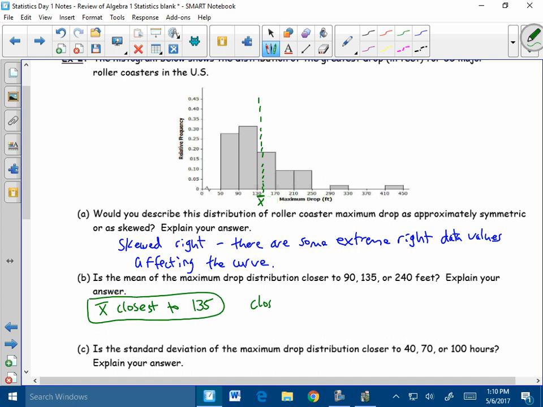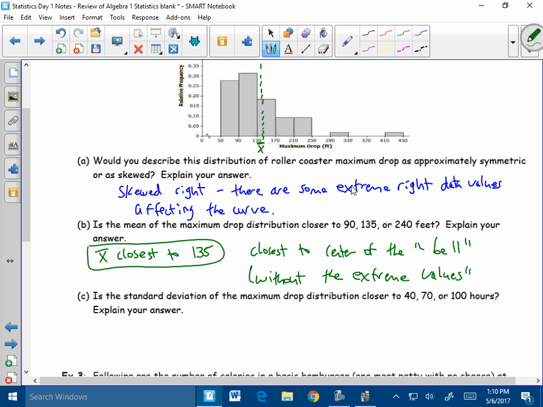Again, the mean is always going to be closest to the center of the bell, which is where your data values are concentrated. We're ignoring those extreme values. So it's closest to the center of the bell without the extreme data values. That's where we can find the mean.